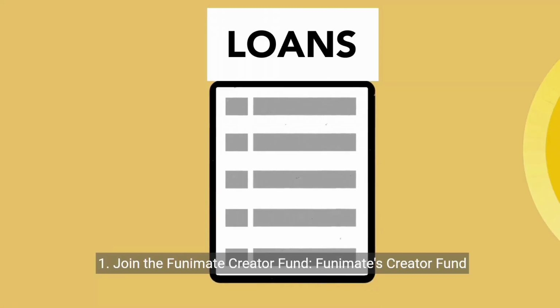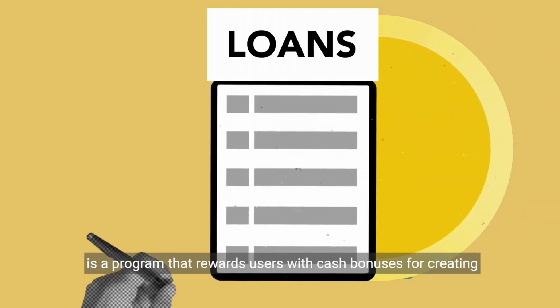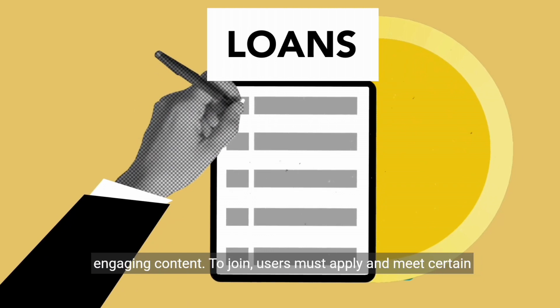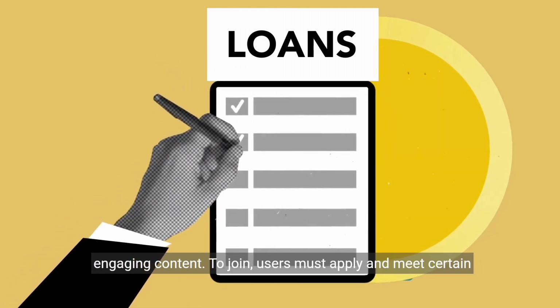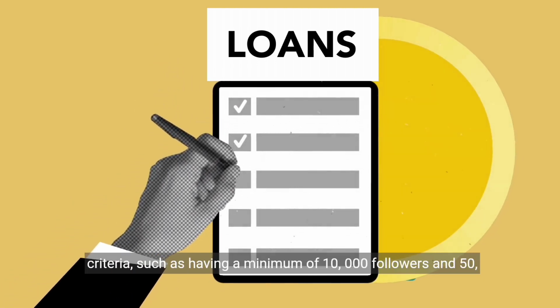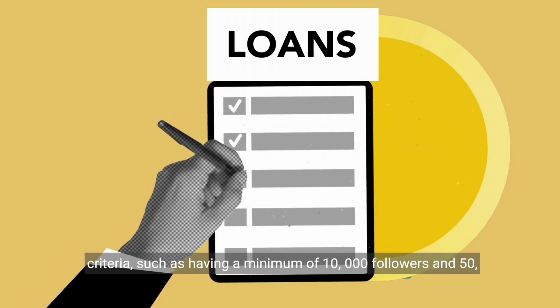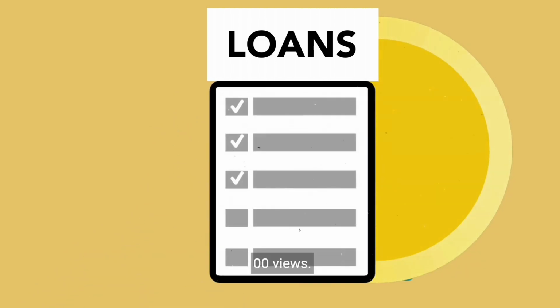1. Join the Funimate Creator Fund. Funimate's Creator Fund is a program that rewards users with cash bonuses for creating engaging content. To join, users must apply and meet certain criteria, such as having a minimum of 10,000 followers and 50,000 views.